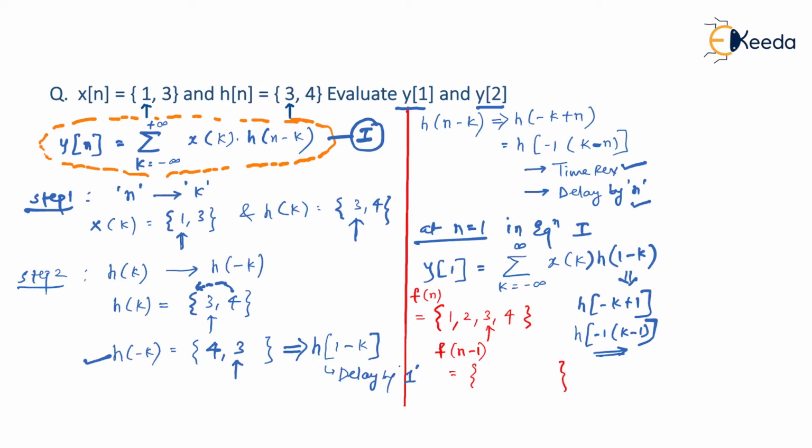Whenever, you know that even in a continuous time signal, whenever we used to shift the signal, we used to shift in 2 ways, that is either delay or we advance it.